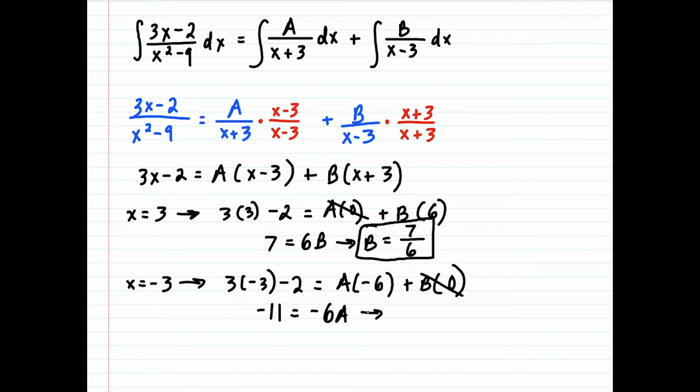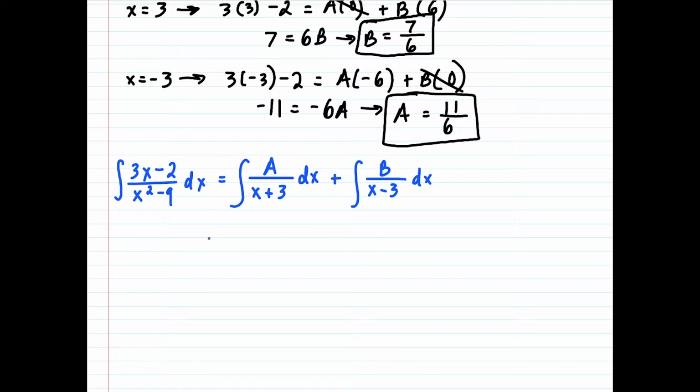And when we solve for a, divide both sides by negative 6, we're going to have the quotient of two negatives. So this is going to work out to a equals 11 over 6. But now once we solve for the constants a and b, we're going to plug them back into these integrals on the right and we'll be able to solve this question.